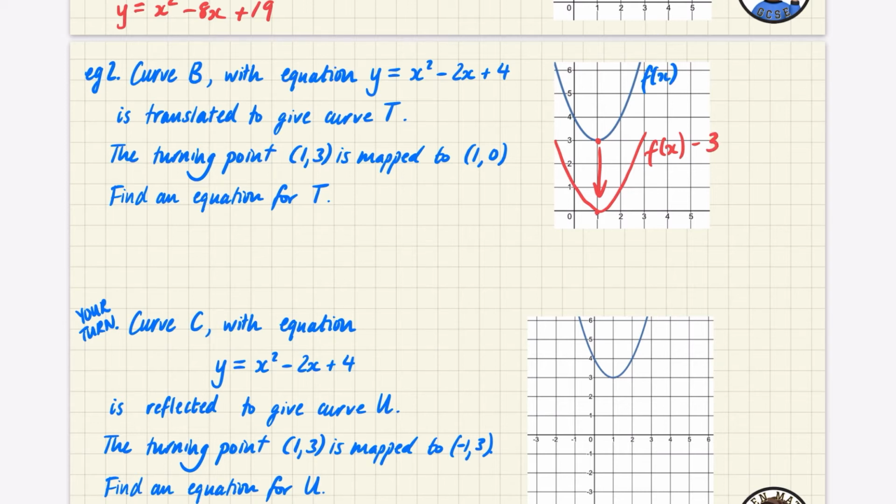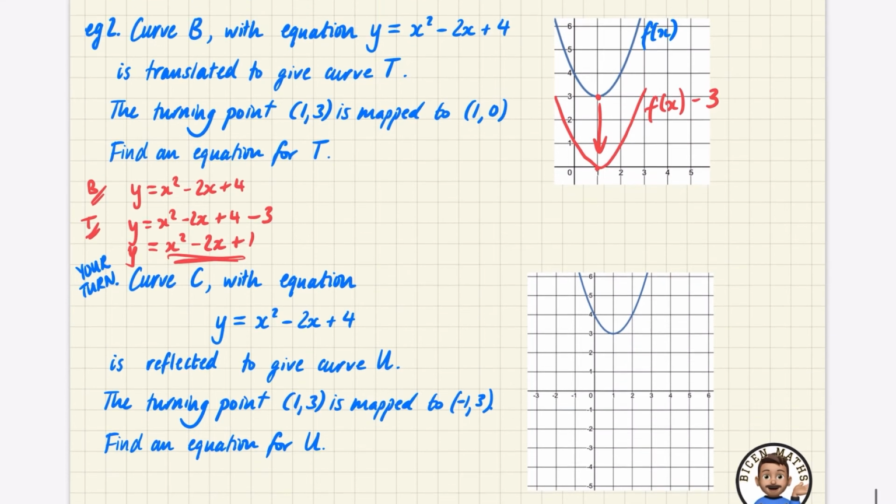This one is a lot easier to do, because if curve B is y equals x squared minus 2x plus 4, curve T is just going to be the entire function, but with an extra minus 3 on at the end. So it's going to be x squared minus 2x plus 4 minus 3. Because this minus 3 comes after the function, it just gets done after the equation. Simplifying that, we get x squared minus 2x plus 1. That is going to be the equation for that.